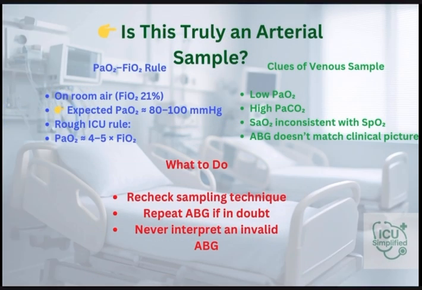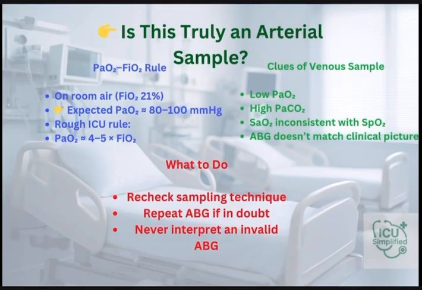Another important part of ABG validation is confirming that the sample is truly arterial. A simple way to do this is by using the PaO₂ FiO₂ relationship. On room air, where the FiO₂ is about 21%, the expected PaO₂ should be roughly 80 to 100 millimeters of mercury. As a rough ICU rule, the PaO₂ is usually about 4 to 5 times the FiO₂. If the oxygen values are far outside this expected range, we should question the validity of the sample.